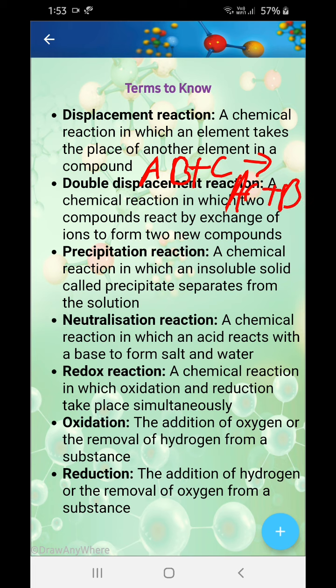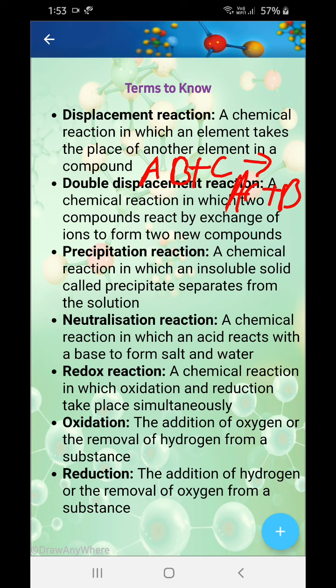Suppose C is more reactive than B. You have learnt about the chemical reactivity series in class 7, right? So if C is more reactive than B, then what will happen? C will combine with A and B will be separated out.